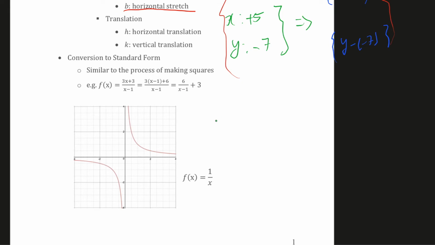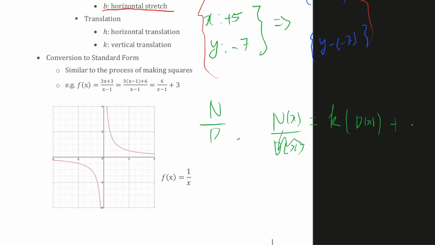And how you do that is very simple. You just divide the numerator by denominator. And how you divide a function is quite simple. When you divide a function n of x by d of x, that means that you can express n of x in terms of some sort of number multiplied by d of x plus a remainder. Let's say any constant c.